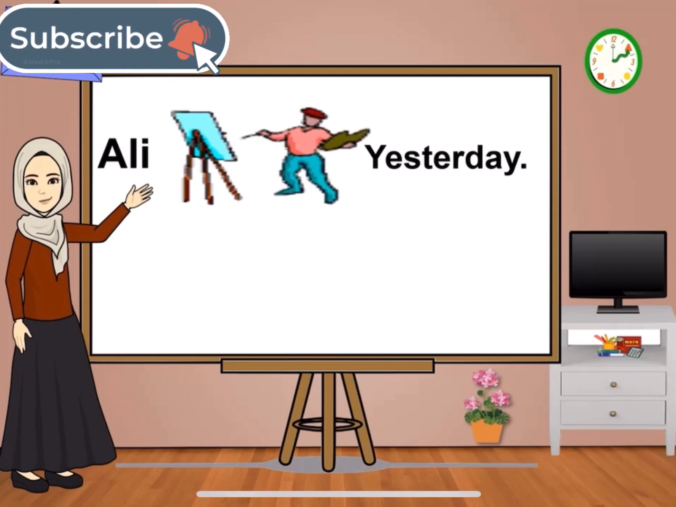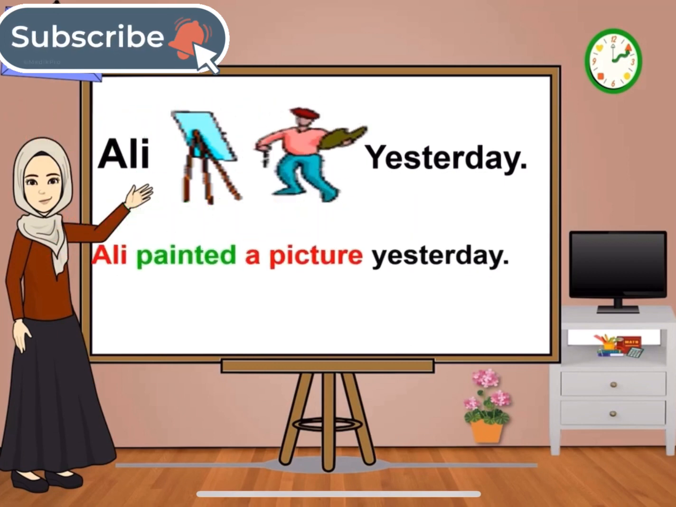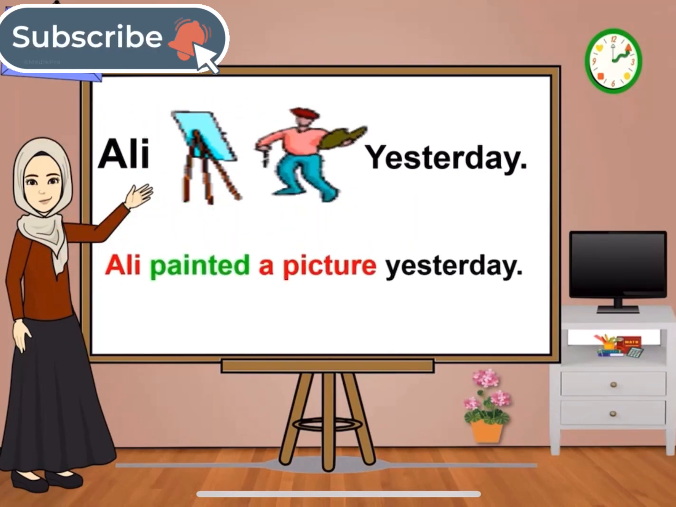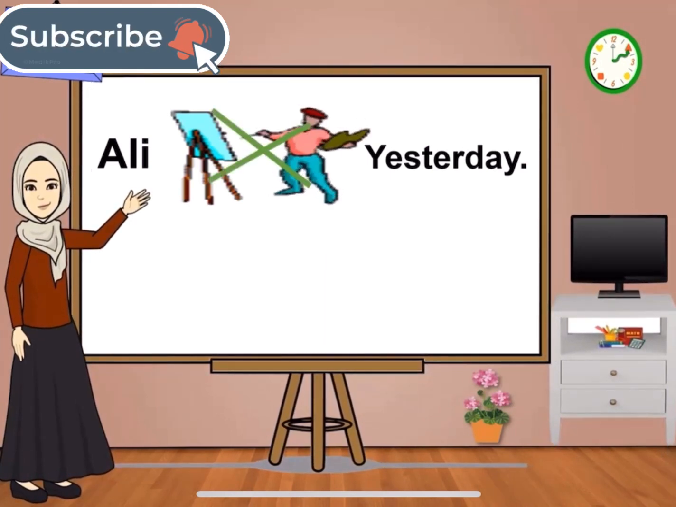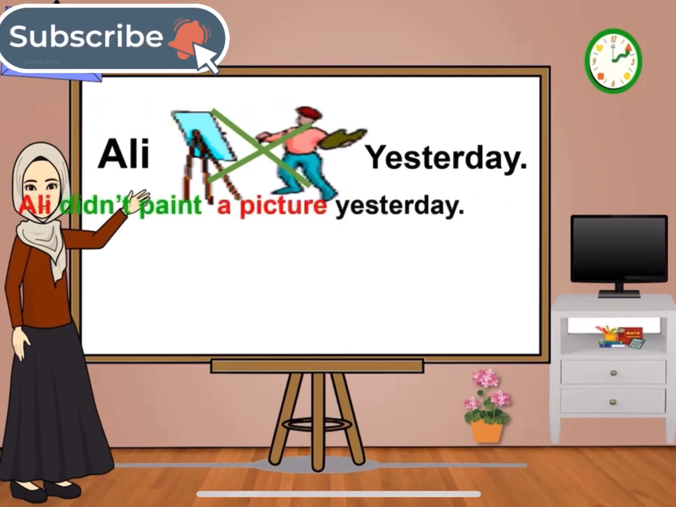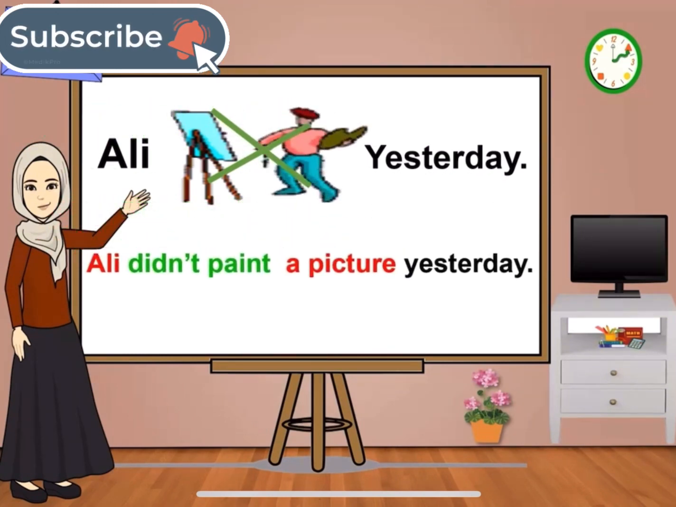Now, let's replace the picture with the suitable verb in the past simple tense. How can we do this? Yes, excellent. Ali painted a picture yesterday. Now, let's negate our sentence. Excellent. It will be Ali didn't paint a picture yesterday. Didn't paint.